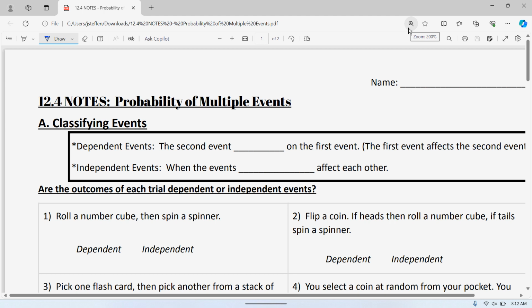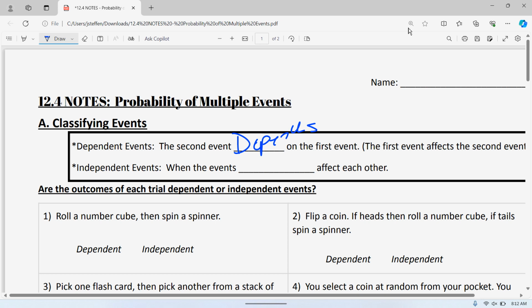So classifying events, there's the difference between dependent events and independent events. Dependent events is when the second event depends on the first event. That's not the best definition ever, or I should say, that's not the official definition, but I think that's the best way to look at it. The reason it's called dependent is because the second event depends on the first event.